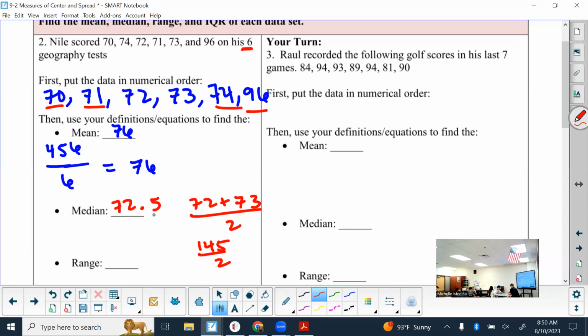72.5. Another way to think about it: sometimes you will have to do the math because you can't see it that easily, but if you have the 2 middle numbers, your median, once you average them, will always be the halfway point between them. So 72.5 is halfway between 72 and 73. I could know that without even doing the math, but if you want to be 100% sure, you can do the math too. So questions on that?